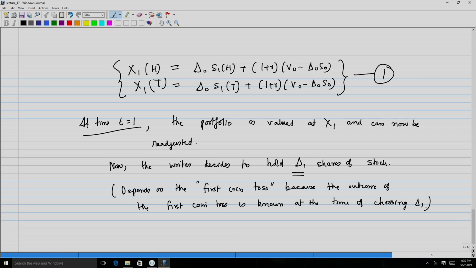So, this is strongly related to a concept called filtration that you will see later in the course, where basically a decision is being made at an intermediate time point, and one of the drivers of the decision is that all the information as far as the movement of the asset price is concerned up to that particular point is known when you are making the decision.